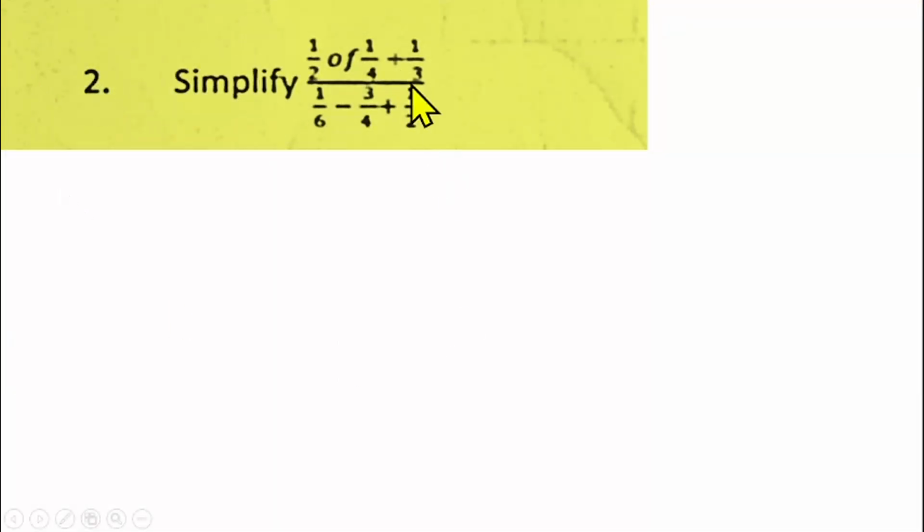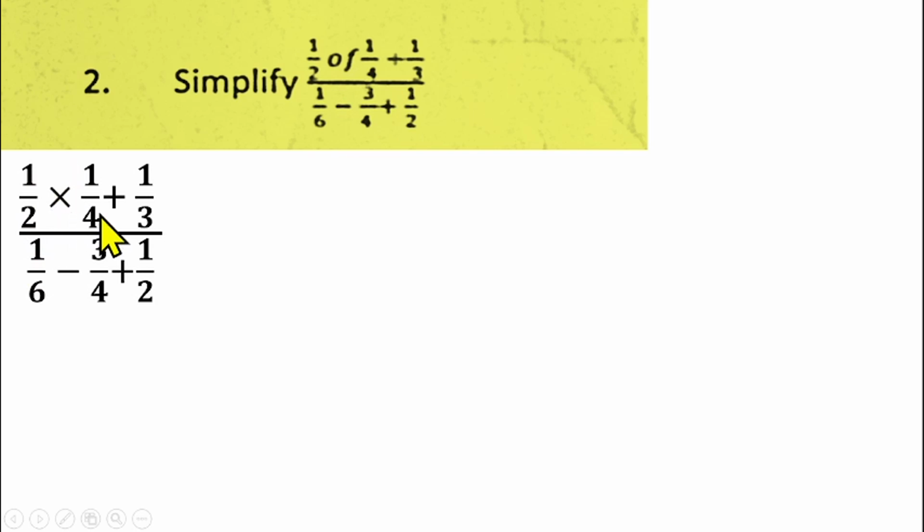Question number 2 is from the simplification of a fraction. We have 1 over 2 of 1 over 4 plus 1 over 3, divided by 1 over 6 minus 3 over 4 plus 1 over 2. We know that "of" is talking about multiplication. So that will give us 1 over 2 times 1 over 4 plus 1 over 3, over 1 over 6 minus 3 over 4 plus 1 over 2.